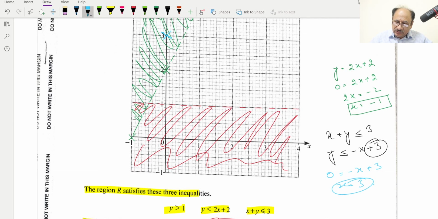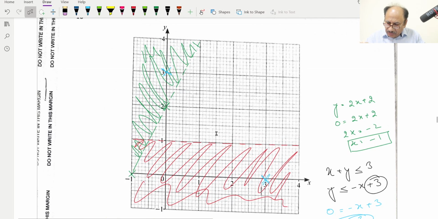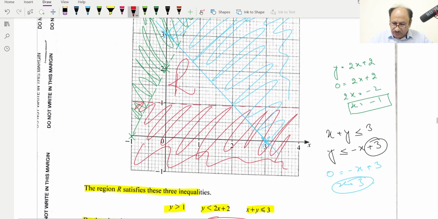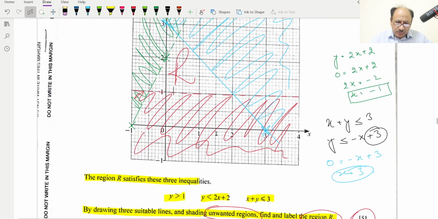So (3, 0) will be this point, and we can draw the line, and this will be a solid line because the equal to symbol is also included. So this one will be our line, and less than is required, so we will be shading the greater than side. This is the unwanted region, this is all unwanted. Now what is the wanted region? The wanted region, they are saying R, will be this one. This will be the region which is required, and hopefully you understood this.